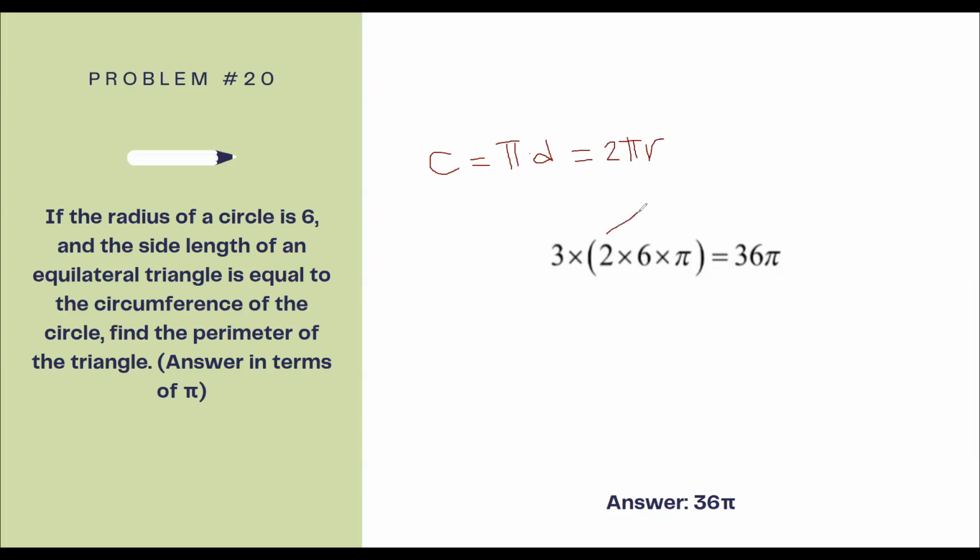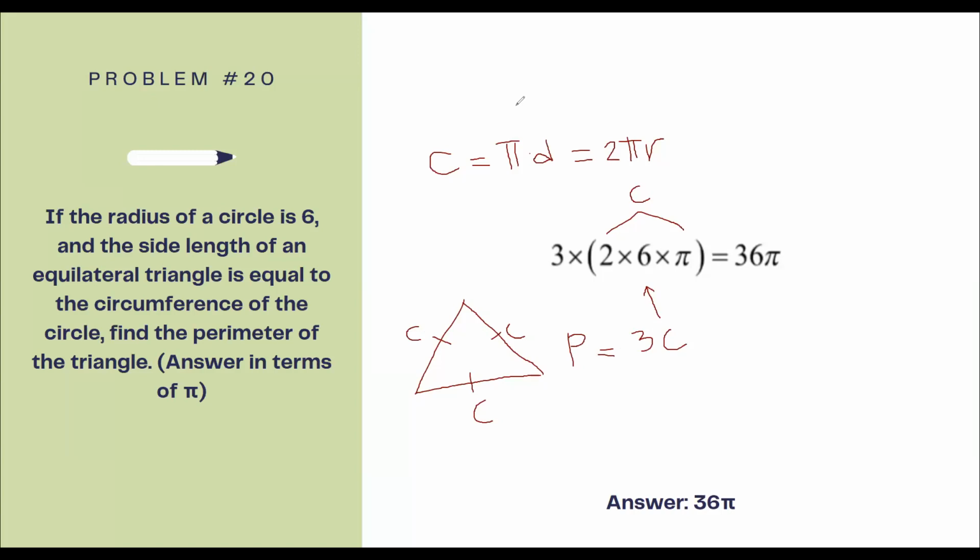Since this one is the circumference, we're looking for the perimeter of the triangle. Since it is equilateral, what do we mean by equilateral? All sides are equal. So since the circumference of the circle is equal to the side length of the triangle, the side length is equal to the circumference. Then the perimeter of the triangle is equal to 3 times the side length, which is equal to the circumference. That's why we have this one. So the answer is 36 pi.